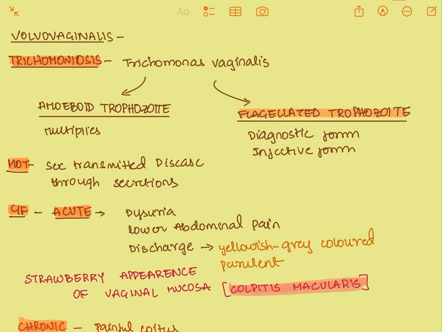It exists in two forms. One is the amoeboid trophozoite, another is the flagellated trophozoite. What we can see under the microscope, or what causes infection in humans, is the flagellated trophozoite. It is important to remember that the flagellated trophozoite form of Trichomonas vaginalis causes trichomoniasis. The mode of transmission is through sexual contact, so it is a sexually transmitted disease, spread through the secretions.